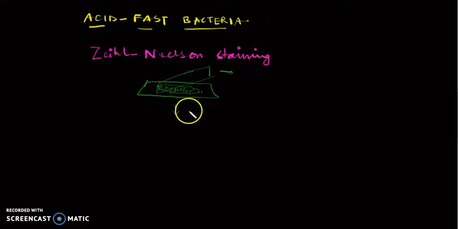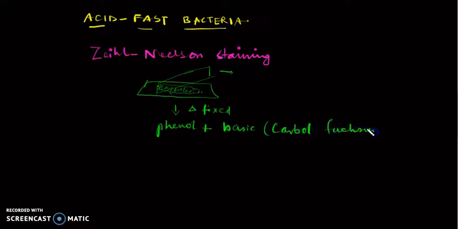After that it is heat fixed, like other staining procedures, and then it is followed by treatment with phenol containing some basic dye like carbolfuchsin. It is a red dye that exhibits red color. So after treating with phenol containing basic dye, cells are washed with water and then they are washed with acid, mineral acid, a 20% solution of hydrochloric acid or sulfuric acid.